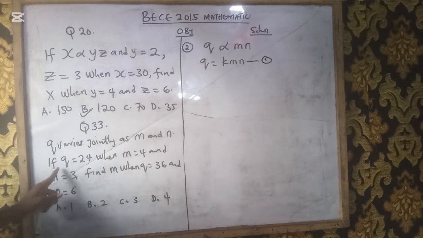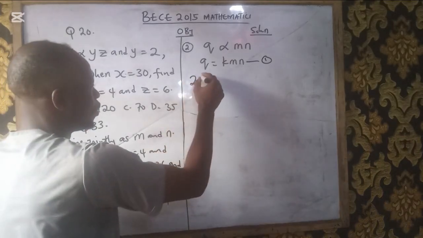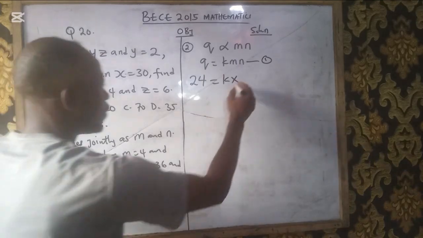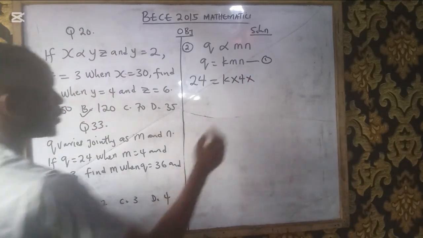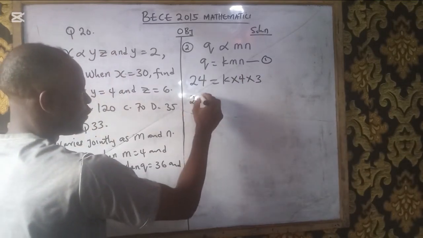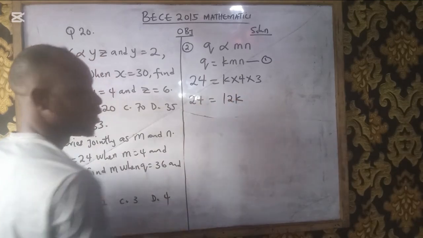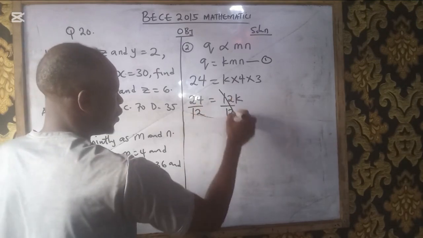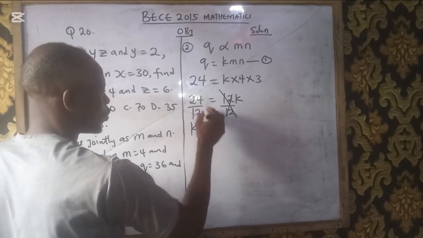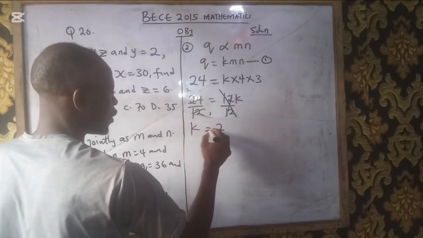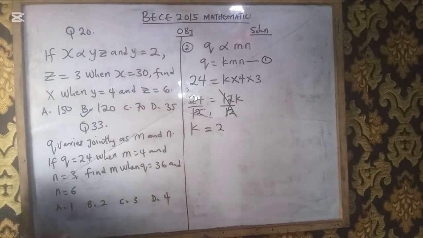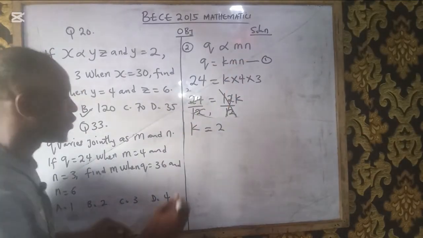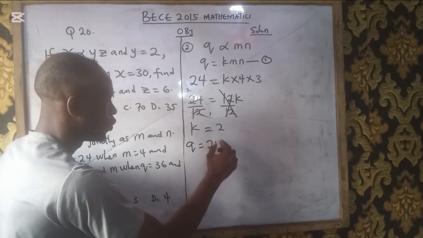Then we go further. If Q equals 24, replace that value there. 24 equals K multiplied by M, which is 4, and N, which is 3. So we have 24 equals 12K. To get the value of K, what are we supposed to do? Divide both sides by 12. This cancels out the whole of this. Then K will be equal to 24 divided by 12, which is 2. So the value of K is simply 2. After getting the value of K, what are you expected to do? Replace this value into equation 1. So you are going to have Q equals 2mn.